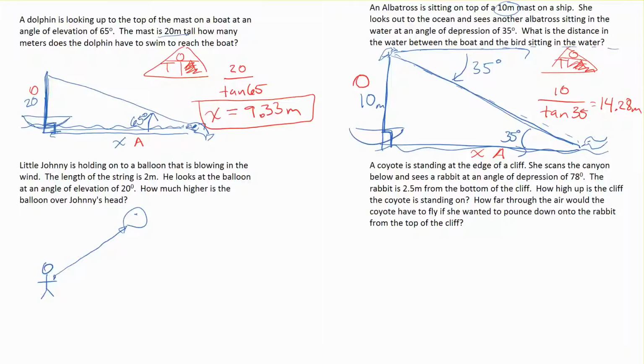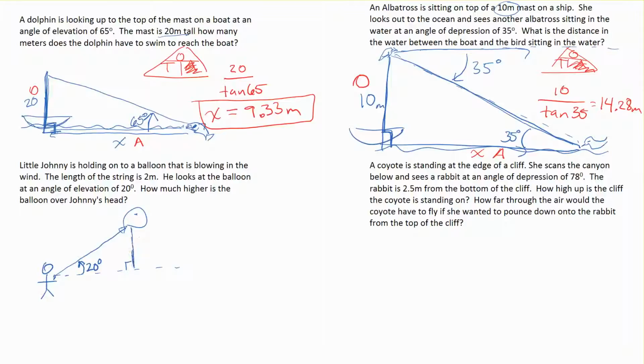So remember, angle of elevation is always looking up. So you want to think about from a horizontal ground level looking up. And it doesn't necessarily have to be the ground, but in this case just from his hand. The upward angle there is 20 degrees. And there we have a right angle triangle. So one of the questions we're asking is how much higher is the balloon over Johnny's head?